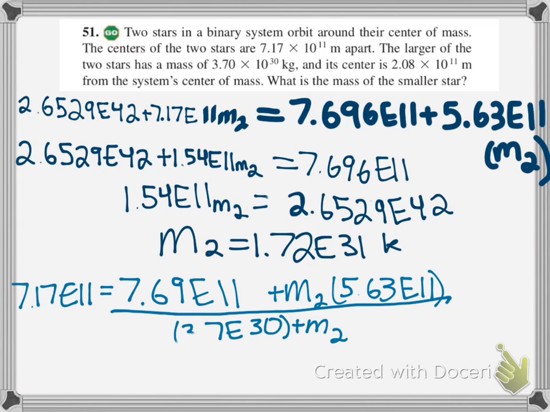and so you just solve there, you can see what I did, and you end up getting that the mass of the second star is 1.72 times 10 to the 31 kilograms.